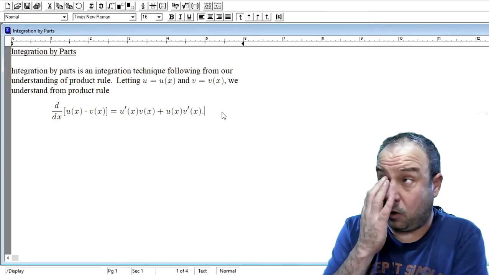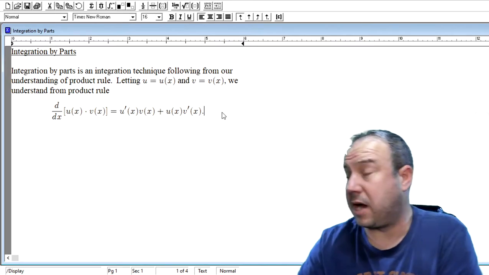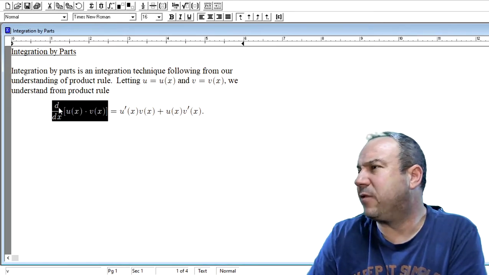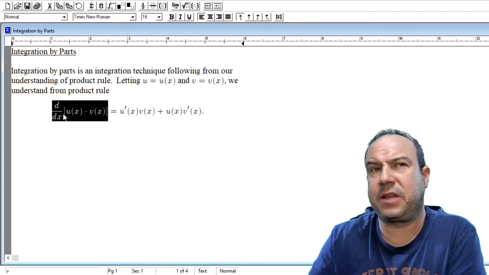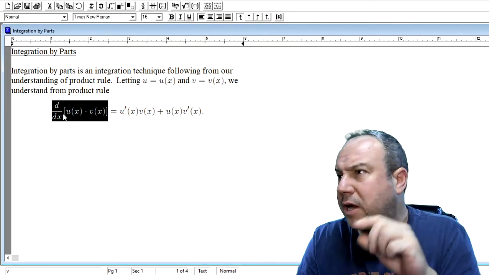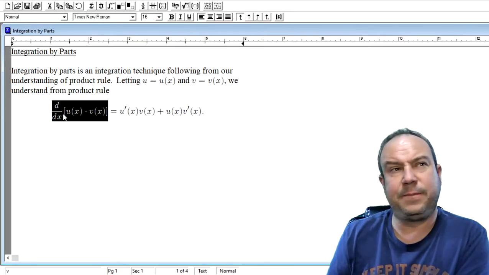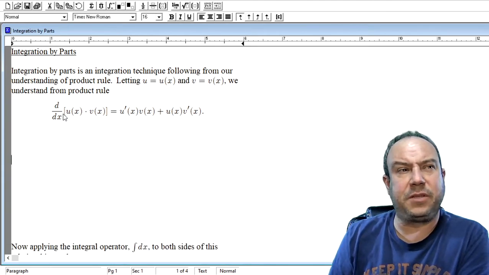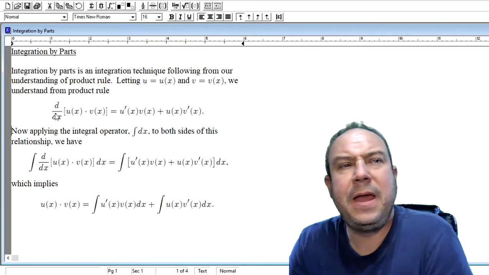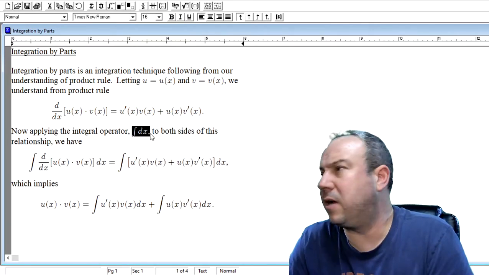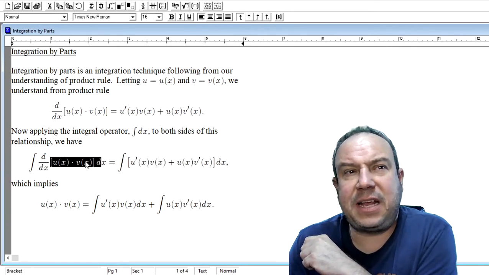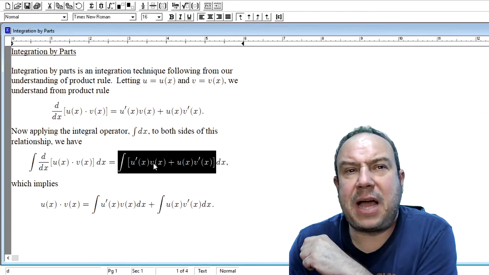Now we can undo this product rule, or in a sense undo the differentiation seen here on the left-hand side, if we apply the integral operator with respect to x on both sides. That is what we are going to do to develop this rule. We apply the integral operator with respect to x on both sides of the above relationship, on the left-hand side as we see here, and on the right-hand side as we see here.